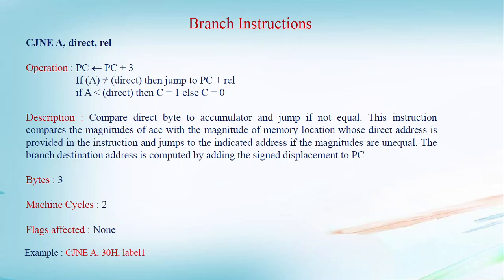In the CJNE instruction, if the accumulator is not equal to the content of the direct address, then jump to the PC, program counter plus REL, relative. And if the content of the accumulator is less than the content of the direct address, then the carry flag will get set, otherwise the carry flag will be 0. Example, CJNE A comma 30H comma label 1.